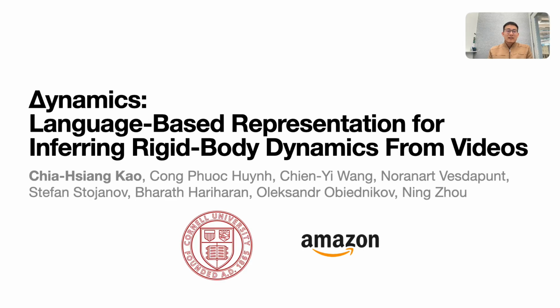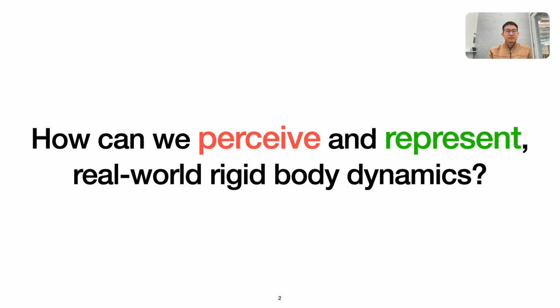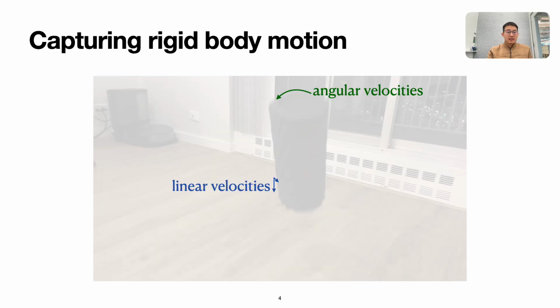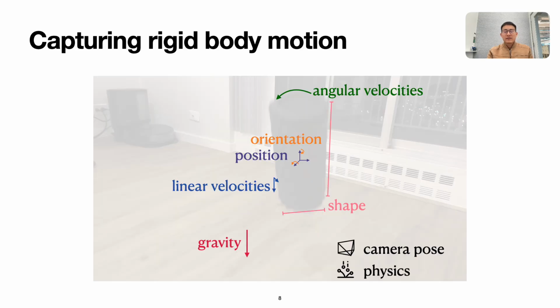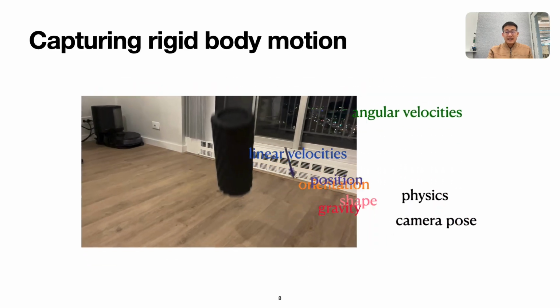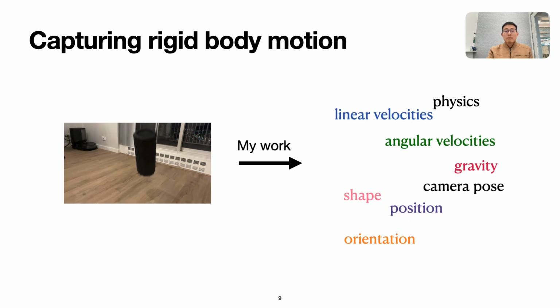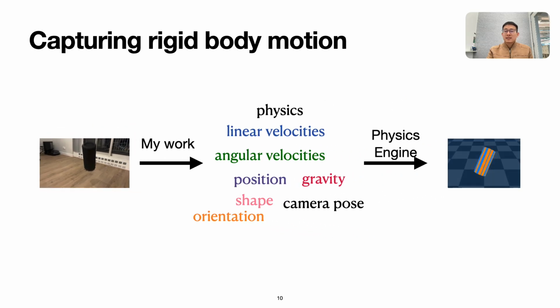Today I'm going to talk about ΔYNAMICS, which is my internship project at Amazon last summer. The quest is to ask, how can we perceive and represent real-world rigid body dynamics? For example, given a video like this, we want to know its velocities, position, shape, camera pose, or its physics. It is not an easy task, and my work is focusing on estimating all these parameters in one shot, but also make it executable and simulatable in the physics engine.